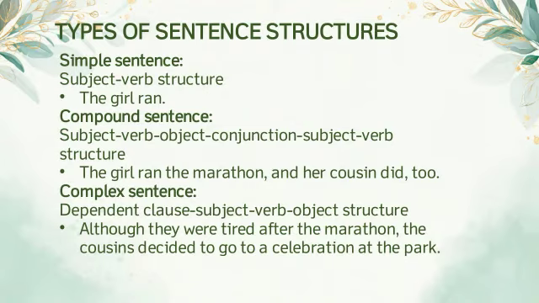And the second, compound sentence. It is subject-verb-object, conjunction, subject-verb structure. For example, the girl ran the marathon and her cousin did too. The third is the complex sentence. It has a dependent clause, subject-verb-object structure. For example, although they were tired after the marathon, the cousin decided to go to a celebration at the park.